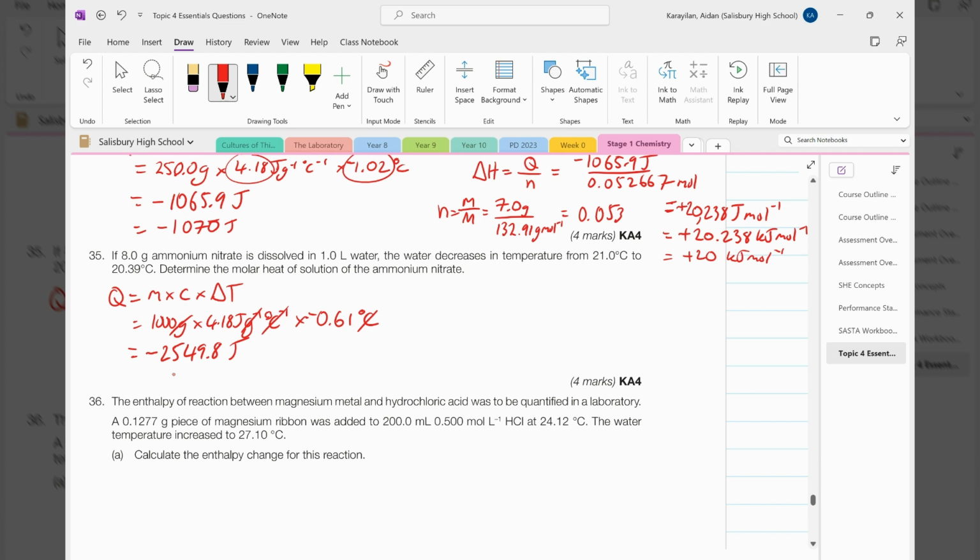And in this case, just to clarify, we're given the volume of water as 1.0 liters, which means even though we're going to use 1,000 grams, we don't actually know how accurate that is. So we're going to limit our final answer to two significant figures. I'm going to leave this here because I'm going to keep using it, but for our final answer, we need to remember it is two significant figures.